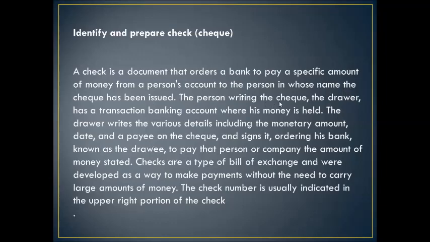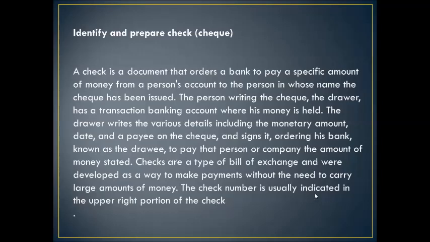So the person writing the check, which is the drawer, has a transaction banking account where his money is held. So the drawer writes the various details, including the monetary amount, date, and a payee on the check, and signs it, ordering his bank, known as the drawee, to pay the person or company the amount of money stated. So checks are a type of bill of exchange and were developed as a way to make payments without the need to carry large amounts of money.